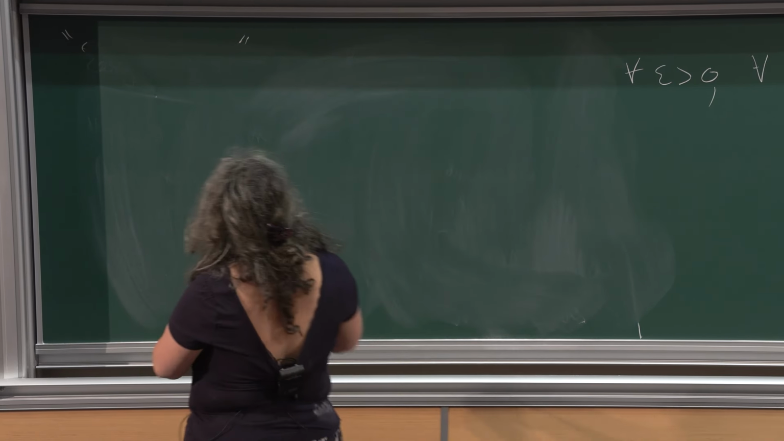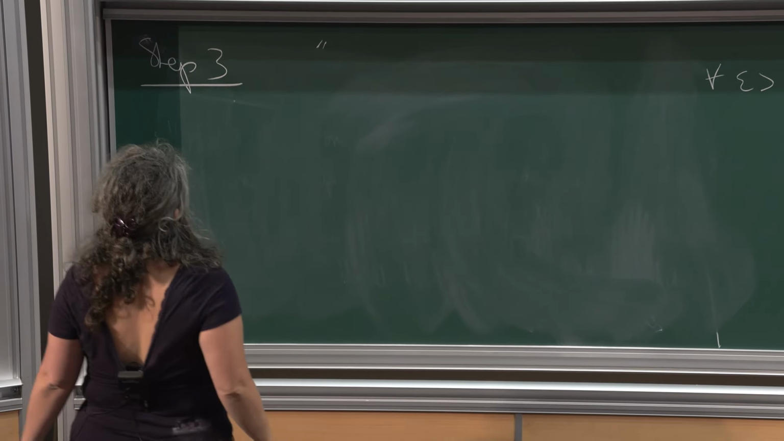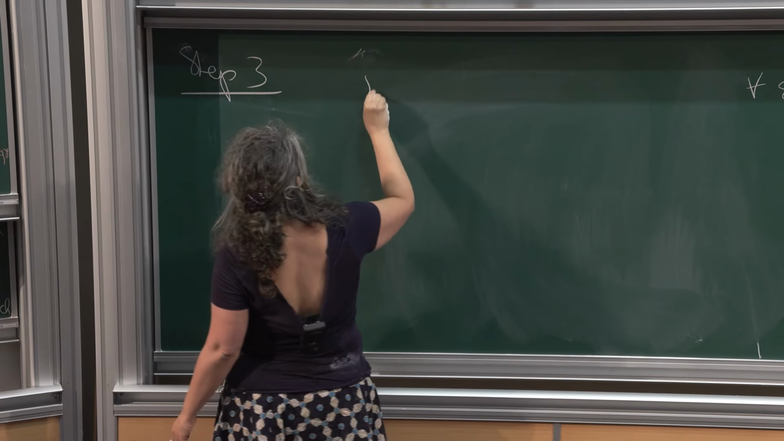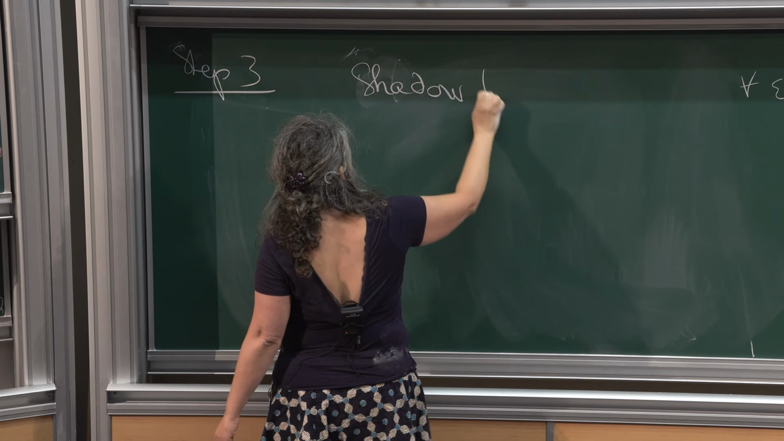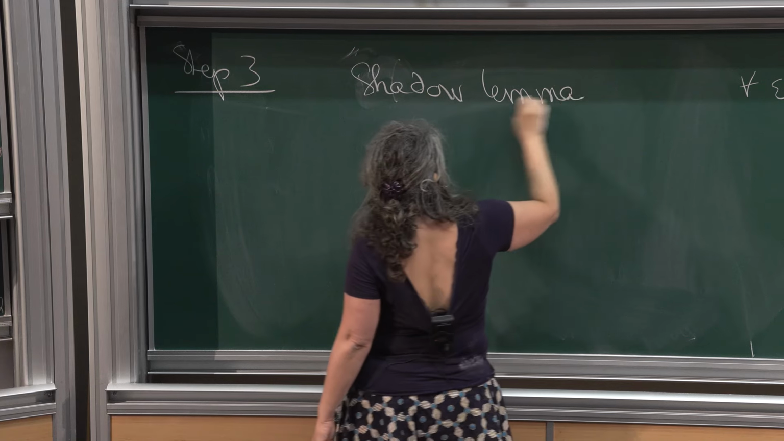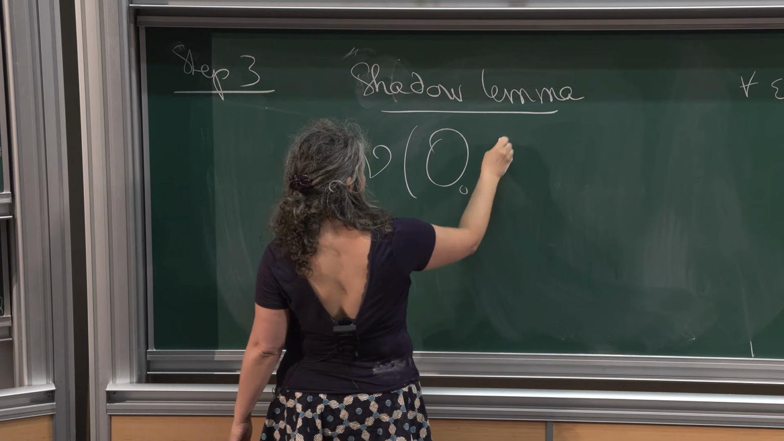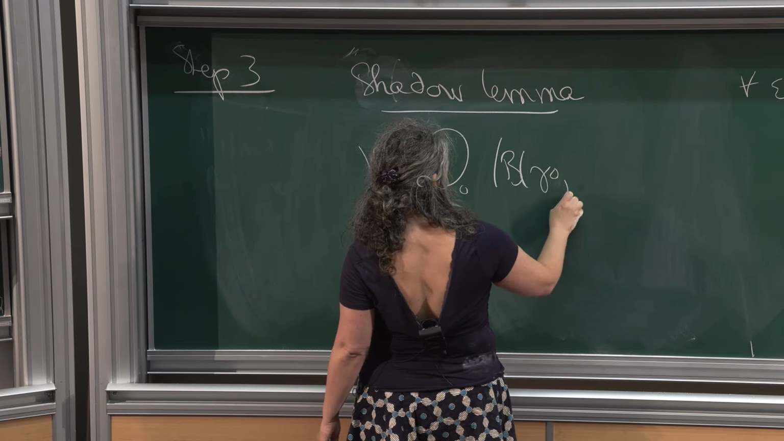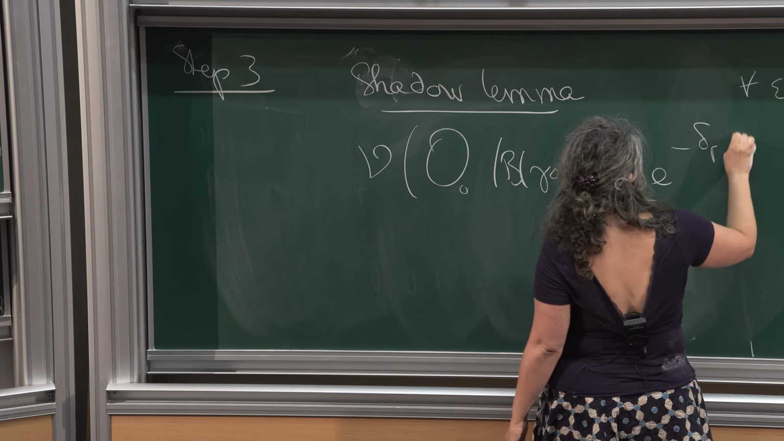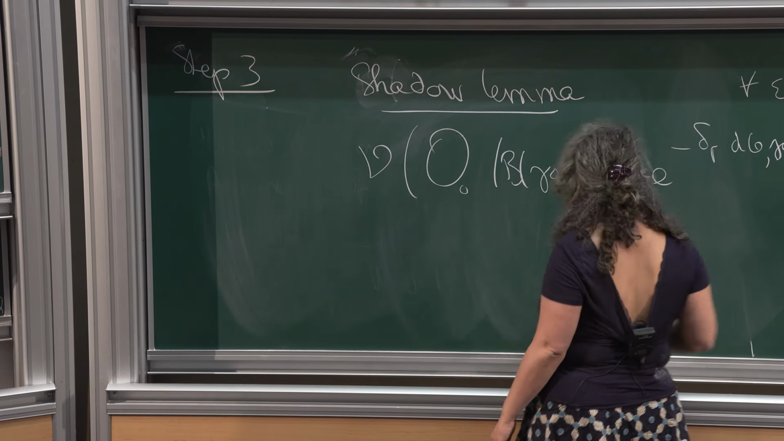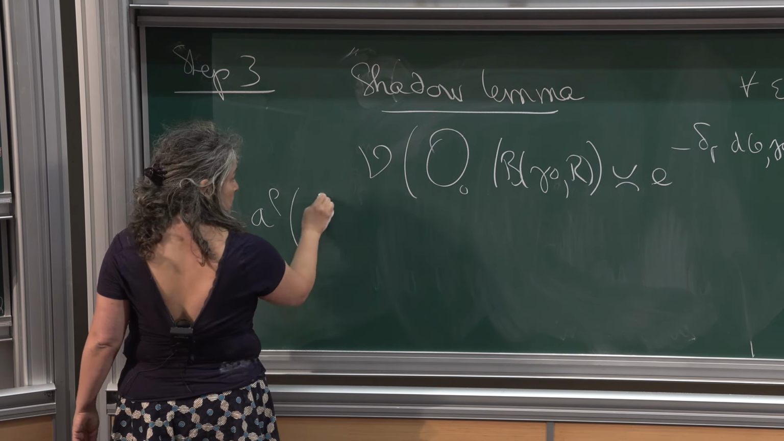Step 3 comes from the shadow lemma for nu. For nu, the shadow lemma says that the measure nu of a shadow viewed from the point O of a ball at gamma O and say radius r is essentially exponential minus delta gamma times the distance from O to gamma O. And here for A rho, be careful, A rho is operator valued.